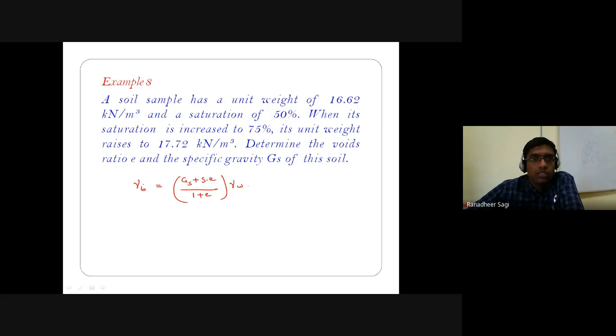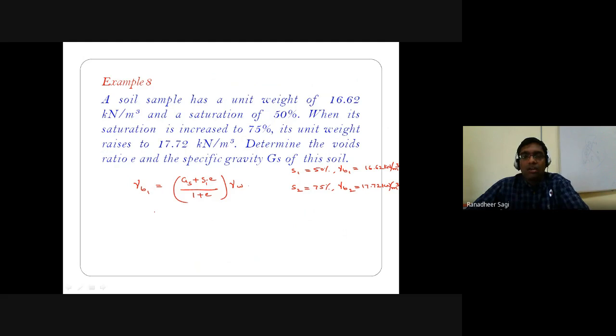So in case 1, I know what is the bulk unit weight of the soil corresponding to a degree of saturation of 50%. So for degree of saturation, S1 is equal to 50%. Okay, I am writing it as S1 is equal to 50%. So for this S1 is equal to 50%, my bulk unit weight or the unit weight of the soil is 16.62 kilonewton per meter cube. And it is said that for a degree of saturation S2 is equal to 75%, then the corresponding bulk unit weight of the soil, gamma B2, is nothing but 17.72 kilonewton per meter cube.